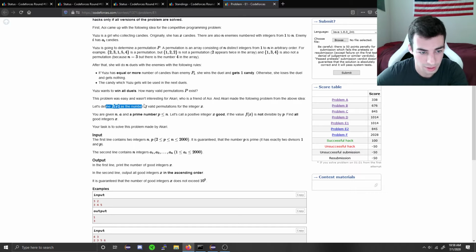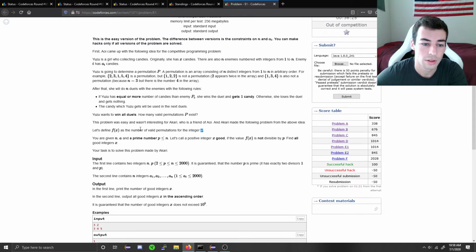Slow down. This is the number of valid permutations for the integer x. For the starting integer. Yes, okay. So for some starting integer, this is how many permutations exist. So that if you shuffle them in this way, you will get something where you can beat everybody. Okay. You're given this and a prime number p.